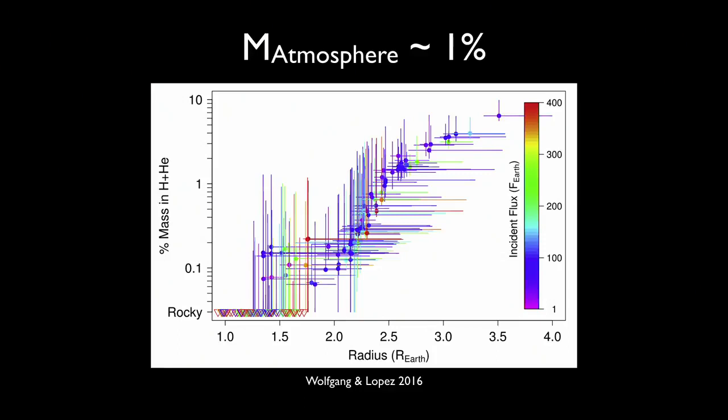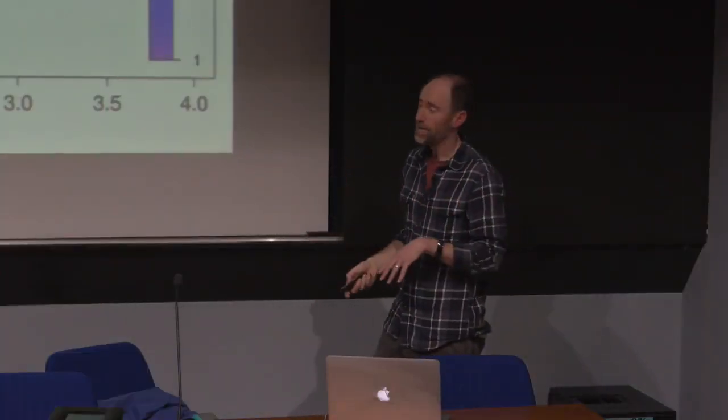So for each of these planets, these are different individual super Earth planets. The y-axis is the fraction of its mass in a gaseous envelope of hydrogen and helium. And the x-axis is the size. And using statistical models to try to match the mass and radius at the same time.